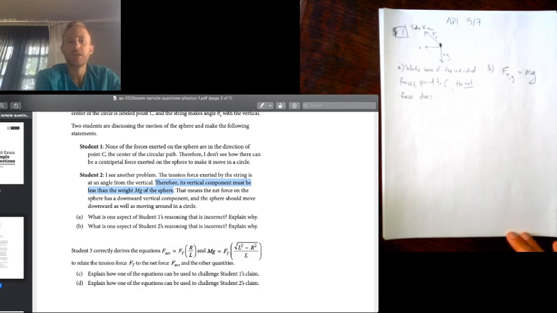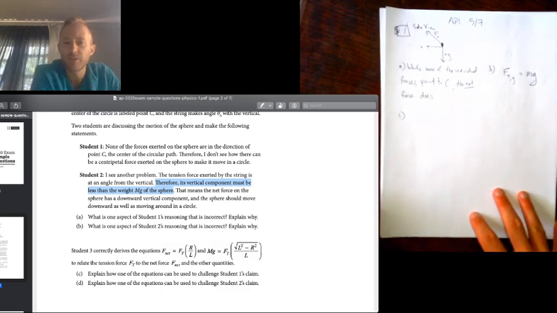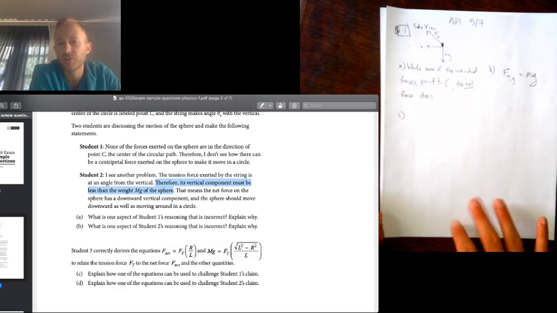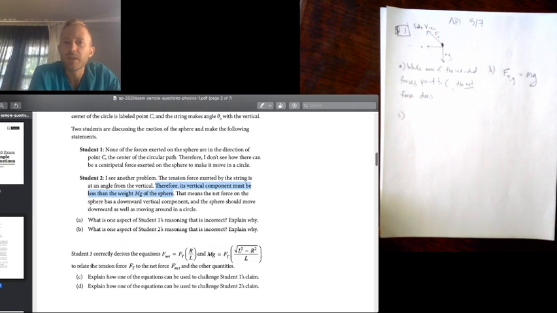Okay? So student 3 correctly derives the equations F net equals tension times r over L and mg equals tension times the cosine of theta. Explain how one of these equations can be used to challenge student 1's claim. All right. What was student 1's claim again?